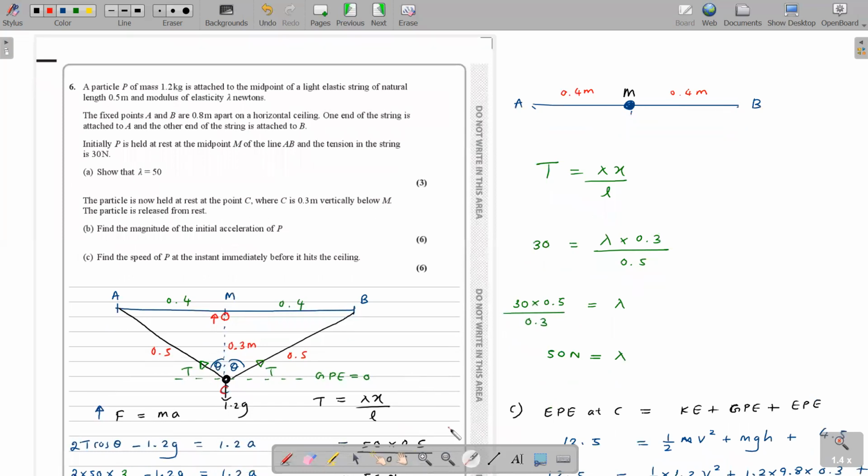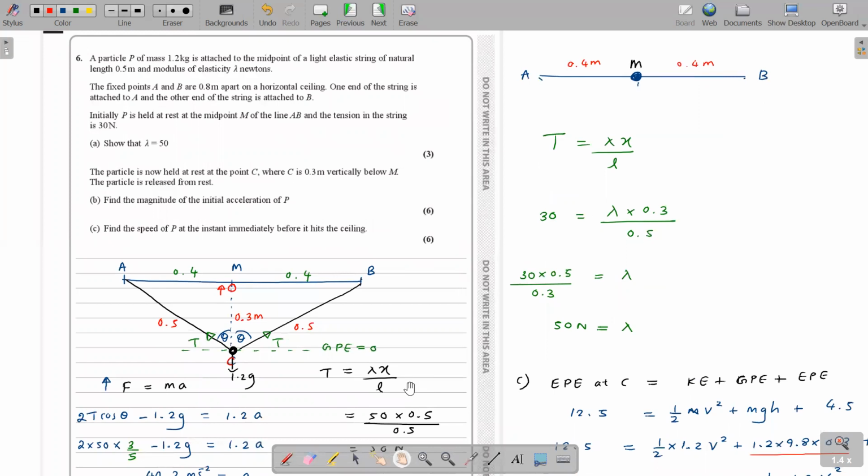So what do you do? When you're pulling this particle down and releasing, what's happening? We anticipate the particle to start trying to move up, right? Because you are pulling it down to a distance of 0.3, and then it's trying to move up, in an upward direction. So that's what they're asking you to find: the initial acceleration.